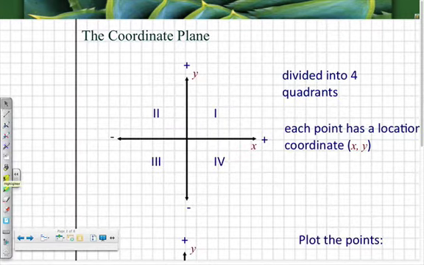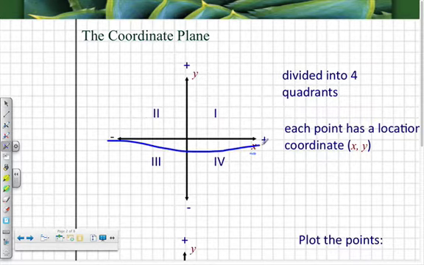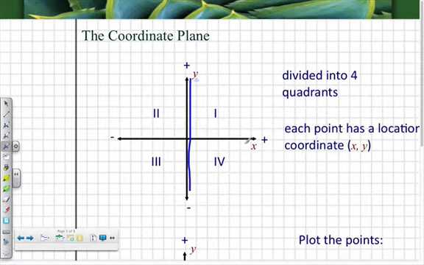Alright, so a little refresher here. Remember that the coordinate plane is made up of two axes. There's the x-axis, which is the one that goes left to right, and then there's the y-axis, the one that goes up and down. The positive values of x are to the right, the negative values of x are to the left, the positive values of y are up, and the negative values of y are down.